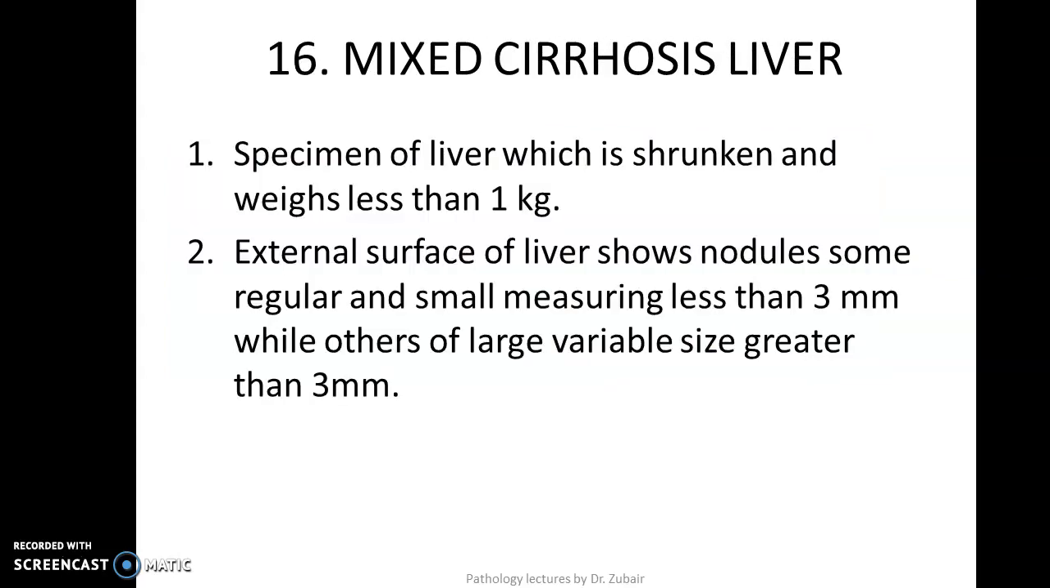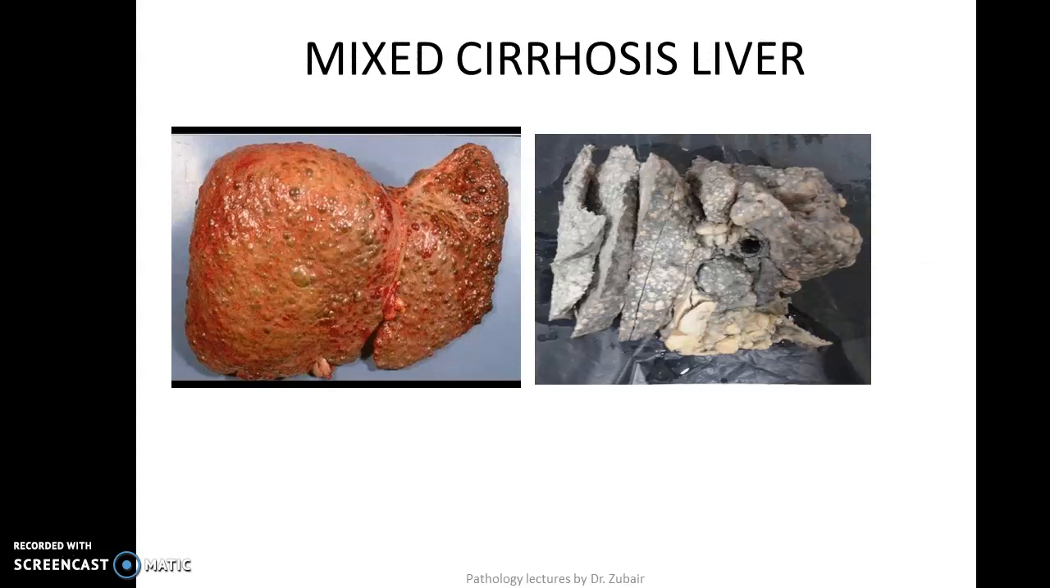So this is a specimen of liver which is shrunken, weighs less than 1 kg. External surface of the liver shows nodules, some regular and small, measuring less than 3 millimeters, while the others are large and variable, greater than 3 millimeters.